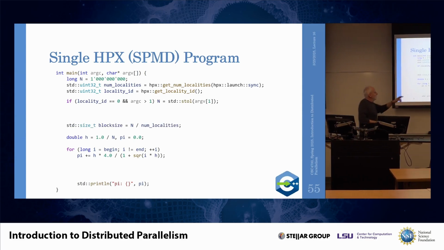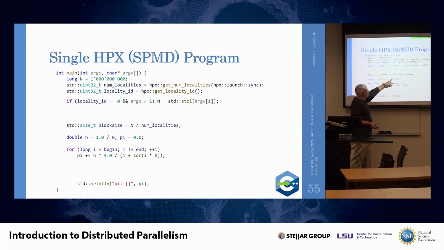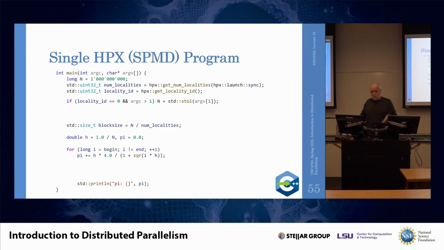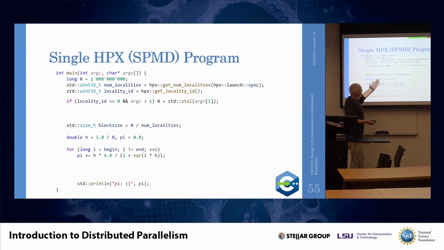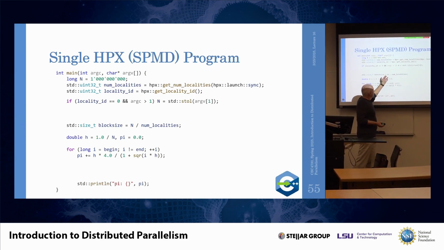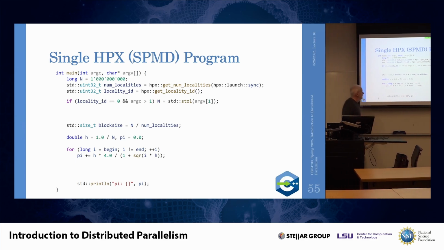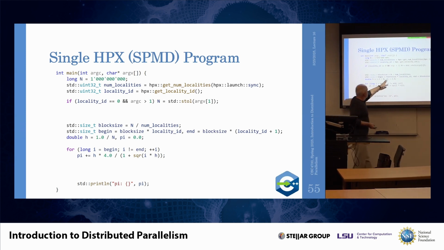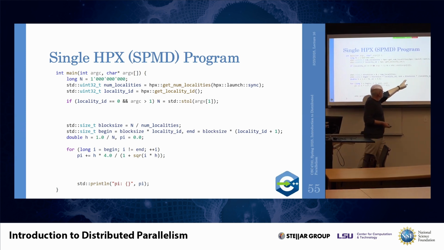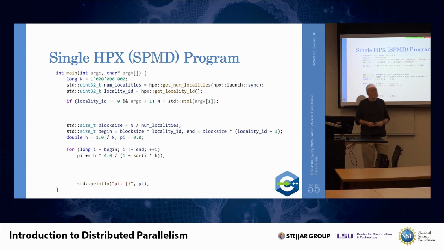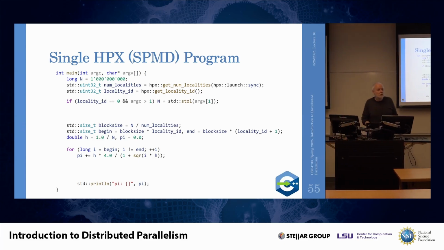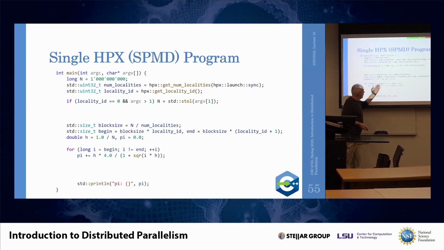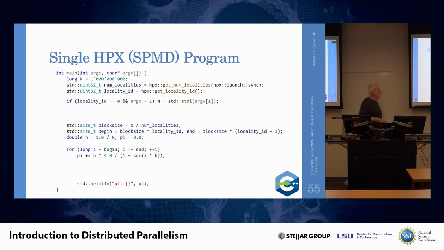Then we can compute the block size, which is n over the number of localities, because that tells us how many iterations I have to do locally, which is, well, let's assume it divides evenly, n over the number of processes involved. And that allows us to compute begin and end by just saying, okay, block size times my locality ID and block size times locality ID plus 1, which gives me the iteration boundaries. And then we have begin and end, and we can do our computation, which exactly looks the same on all nodes.